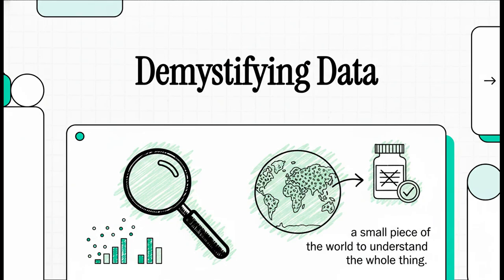Have you ever wondered how we know if a new car is safe? Or who's really ahead in a political poll? Well, the answer isn't magic. It's a really powerful tool called statistical sampling. And it's basically the science of using a small piece of something to understand the whole thing. Okay, let's get into it.